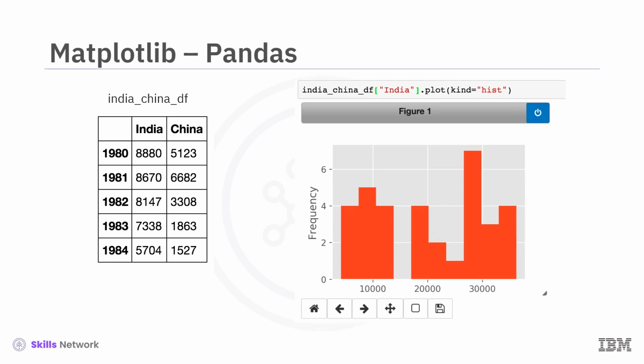Plotting a histogram of the data is not any different. So, say we would like to plot a histogram of the India column in our data frame. All we have to do is call the plot function on that column and pass in kind as hist for histogram. And there you have it, a histogram of the number of Indian immigrants to Canada from 1980 to 1996.